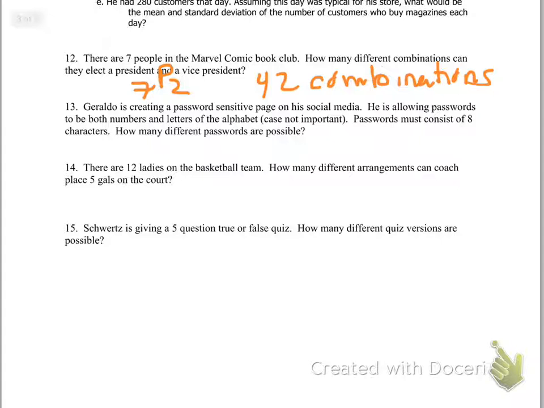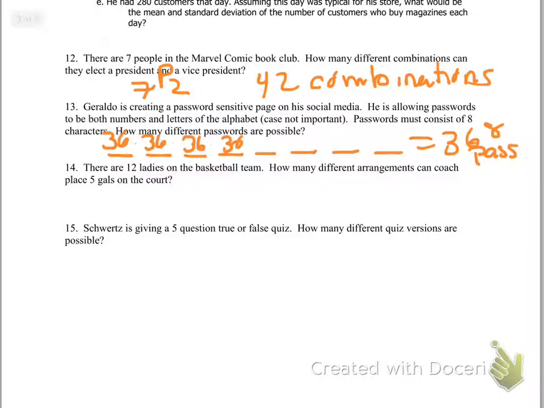Okay, Geraldo is creating a password on his social media. He is allowing passwords to be both numbers and letters of the alphabet. Case not important. Passwords must consist of 8 characters. How many can he have? Okay, so he says that he is allowing 8. So 1, 2, 3, 4, 5, 6, 7, 8. Now, if he's letting both numbers and letters, that's 36. So that's 36 and 36 and 36 and 36. Okay, do you get that? 36 to the 8th passwords.